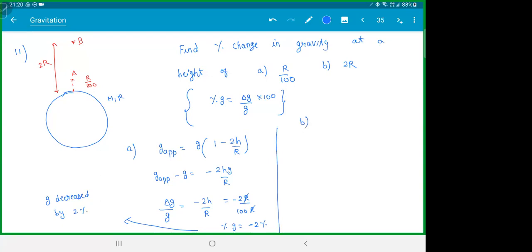What about the other one? The height is big, so you can't use the formula. So g by (1 plus h by R) whole square. So if you put h equal to 2R, that will become g by 9. So change in gravity will be final, g by 9 minus g, by g. So this will be minus 8 by 9. So percentage change in gravity will be minus 8 by 9 into 100. So 8 by 9 is approximately 88.88%. I can round it off to 89% approximately. It is decreased by 88.8%.